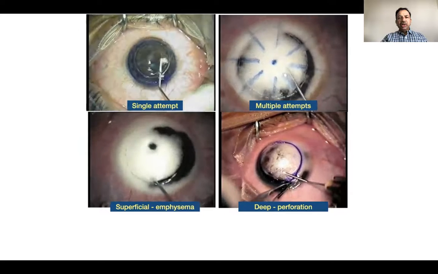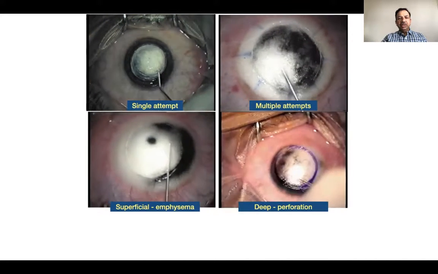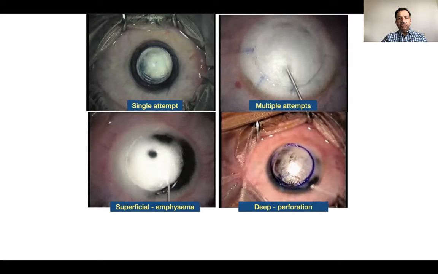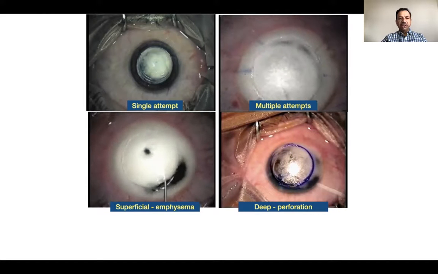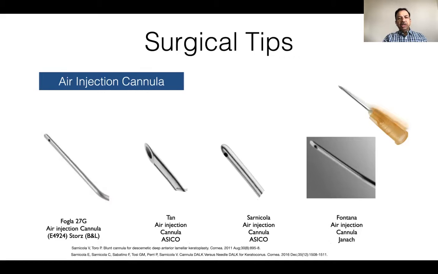With the needle, you can achieve the big bubble, but when you're starting off with the surgery, surgeons tend to place the needle more superficial, ending up with superficial emphysema. And if they venture out too deep, they end up perforating the posterior layer with the needle. So most surgeons tend to prefer blunt tip cannulas, which have a bottom port for air injection.